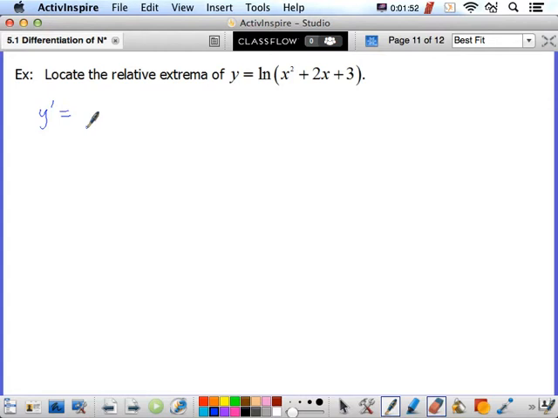That would be y prime equals 2x plus 2 all over x squared plus 2x plus 3. And then we will find the critical numbers, which would be the top and bottom equal to 0, right? So we'll take the top and set it equal to 0, and the bottom and set it equal to 0.